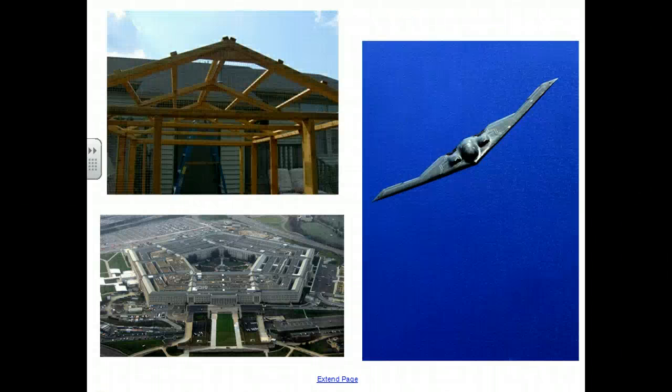And some examples of obtuse angles: a lot of house roofs are obtuse angles. You can see the angle in the top beams going back. The Pentagon has an obtuse angle for each of its corners. And planes in the air, particularly stealth planes like this, have obtuse angles at the front of the plane.